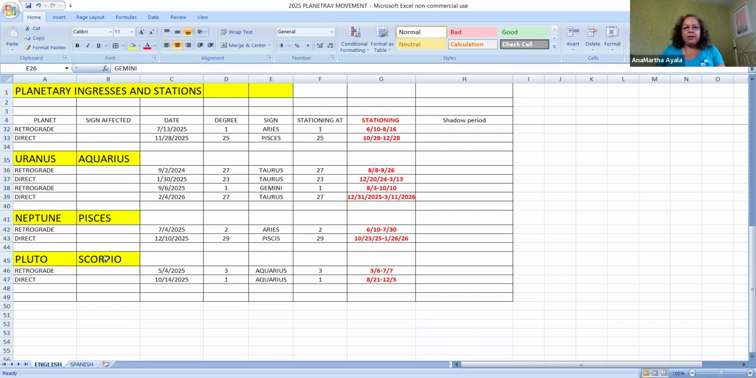So when Pluto is retrograde, Scorpio is the one that feels it the most. It's going to retrograde May 4th of 2025 at 3 degrees of Aquarius, and then it'll go direct at 1 degree of Aquarius on October 14th. This is the time that it stations at these degrees. Now, for Capricorns that are 28, 29 degrees, you will get an honorary hit because you are within those 3 degrees of the 1 degree in Aquarius.